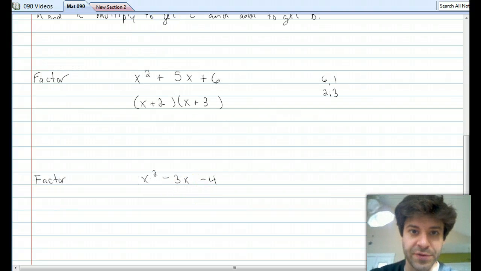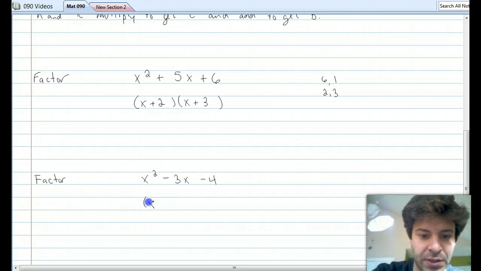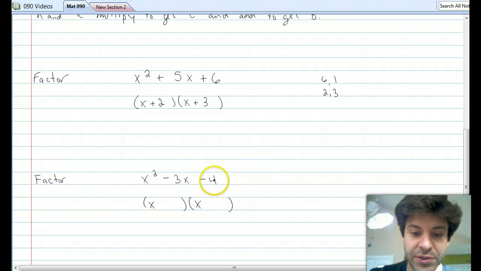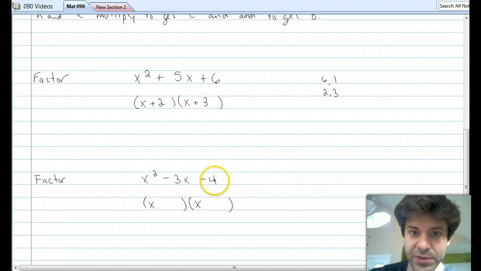So here's another example for you. Let's factor x squared minus 3x minus 4. We have negatives this time. Now we know that we're going to factor this into 2 pieces, x plus or minus something and x plus or minus something. And we need 2 numbers that multiply to get negative 4. Well, we only have a couple options here too.